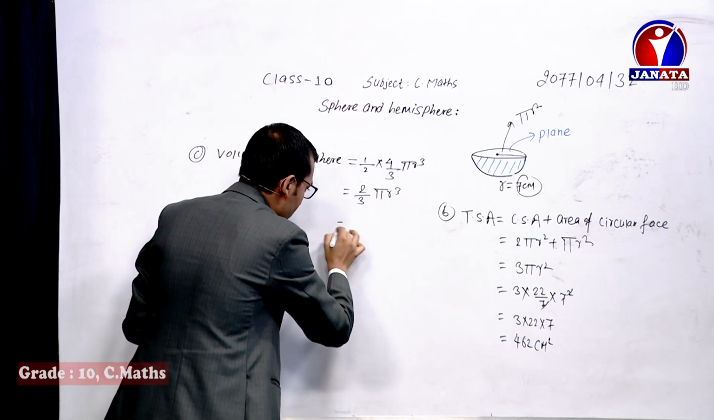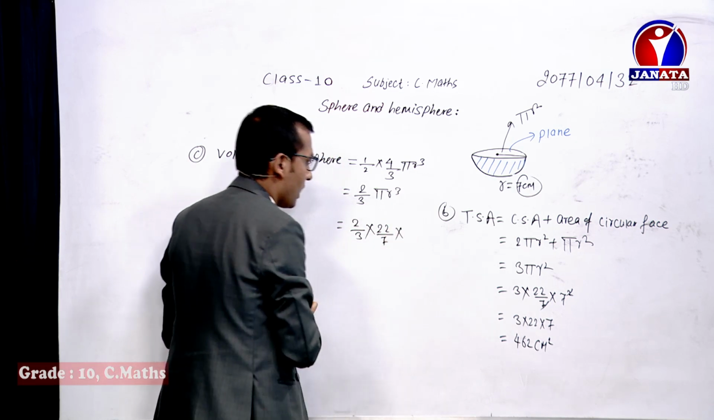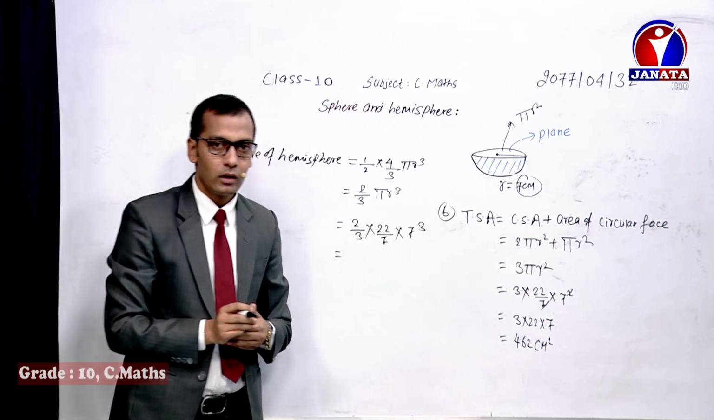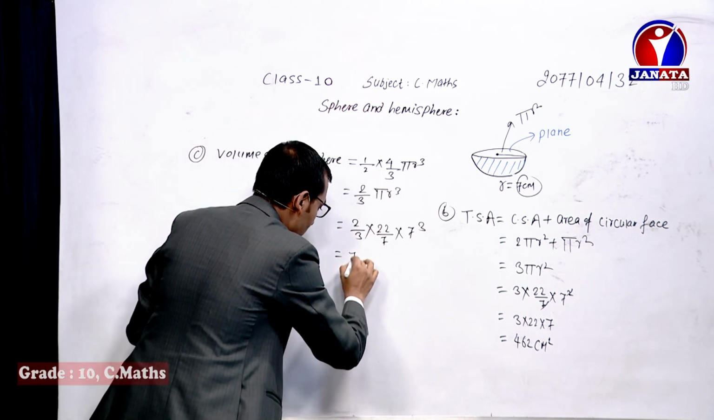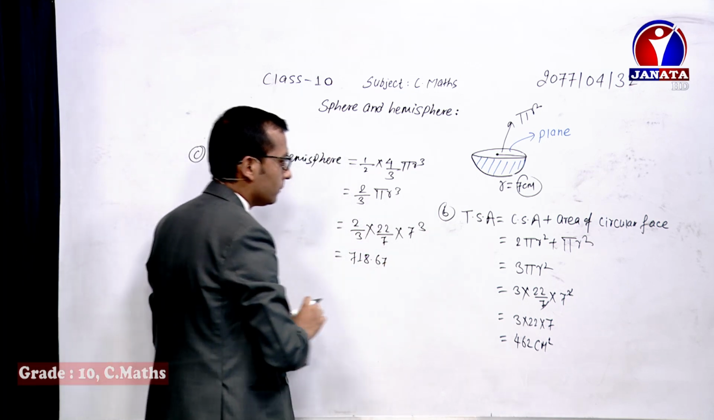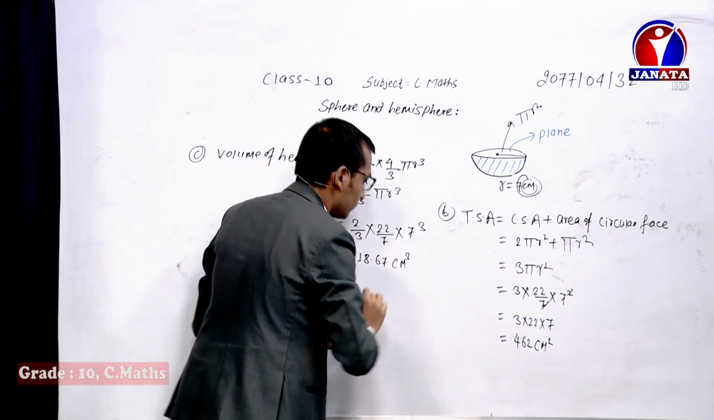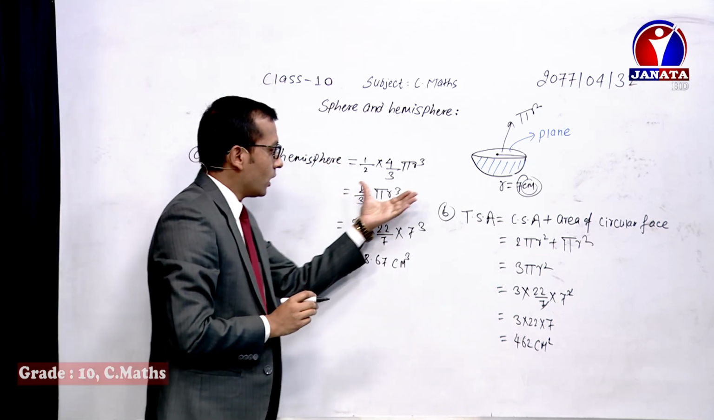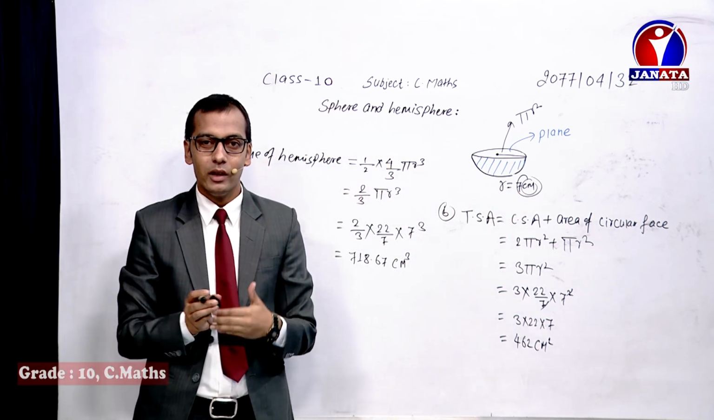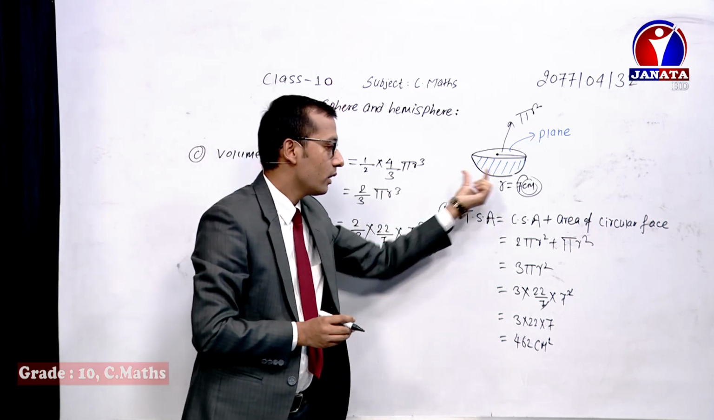So this is equal to 2 over 3 times pi, 22 over 7, times r cube, which is 7 cube. Now we can calculate the volume. So its value is 18.67. What is the unit of volume? Here the unit of radius is cm, so the unit of volume is cubic centimeter. So with the help of the information r equal to 7, we calculated the curved surface area, total surface area and volume of this hemisphere.